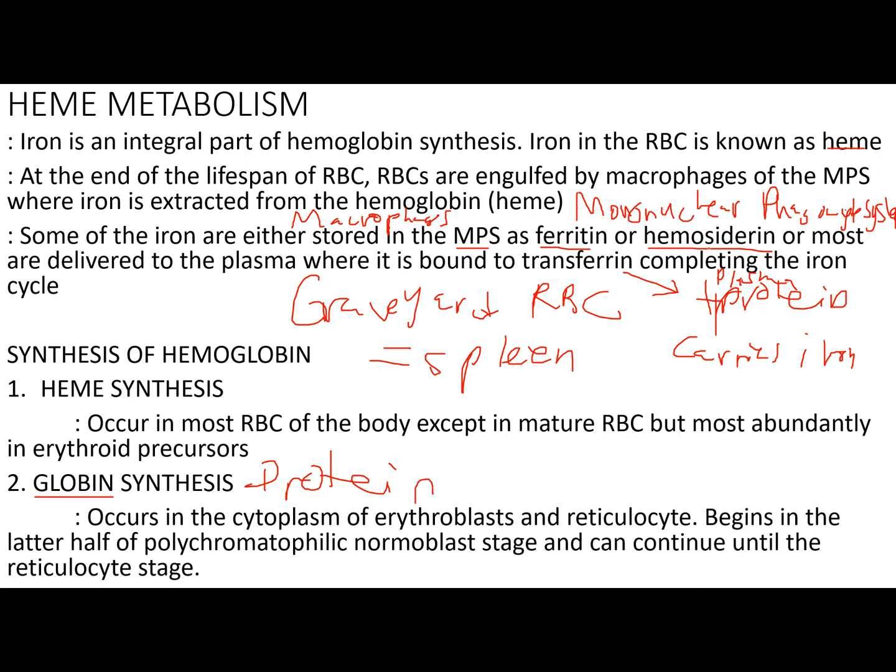Hemosiderin, class, is the iron trapped in tissues. So please remember that. Your ferritin is the iron inside macrophages. So please copy.